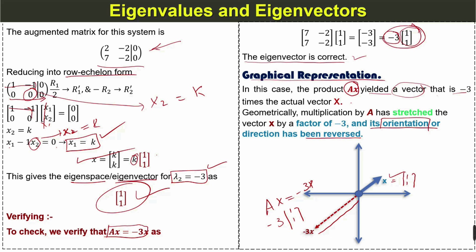In the next lecture we will solve an example of a 3 by 3 matrix, and also we will derive the characteristic equation, or the shortcut, to find the eigenvalues and eigenvectors for a 3 by 3 matrix.